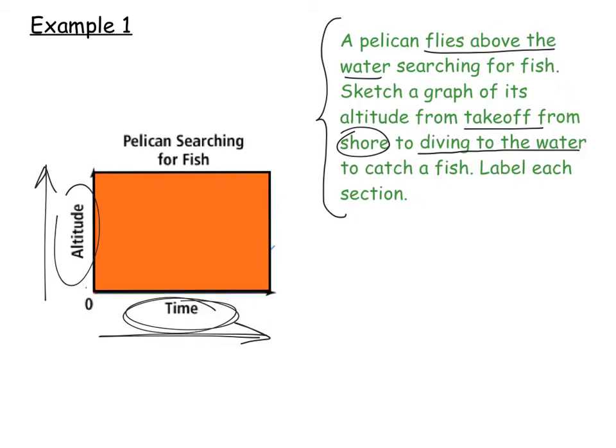Our bird is going to start at shore, and he's going to take off. From takeoff, he flies above the water looking for fish, and then he dives into the water. So we have our takeoff, we have our flying, and we have our dive. And there's our graph. Notice that when he dove, it was more steep than his takeoff. So he had a more gradual takeoff at the beginning. He flew above the water at a level height or level altitude, and then he quickly dove into the water. And that all happened as time progressed.